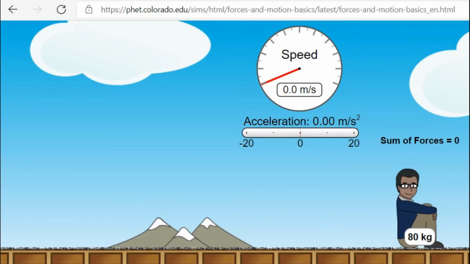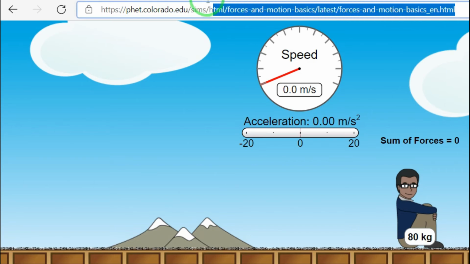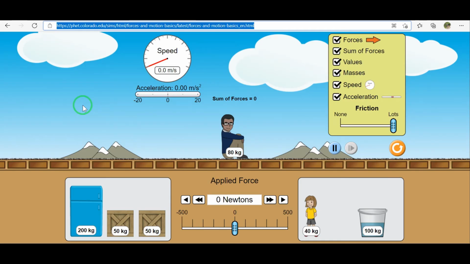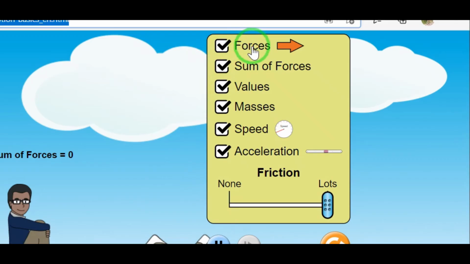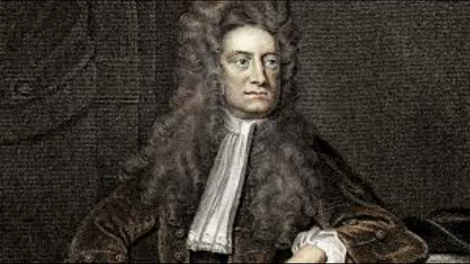Well, now we will go to a particular site. I can show you the link here, and this site will provide you as many simulations where you can straightaway visit and understand the concept. I have picked up a concept where you can see here a force, then the sum of the forces, and mass, speed, acceleration, all together we can analyze here. And that is where exactly Newton comes into the picture.